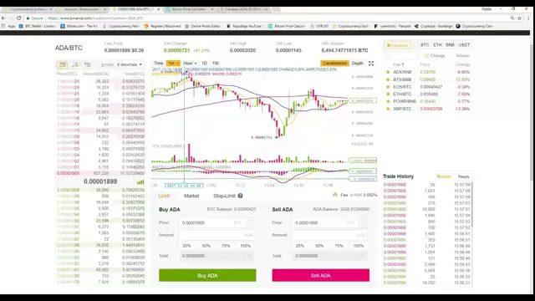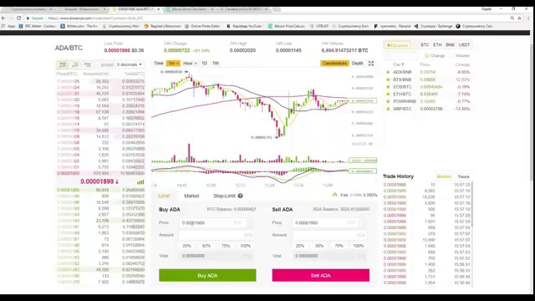And that's a nice little tool to learn for trading. I think I'm going to do a future video on the MACD just to go more in depth on it.